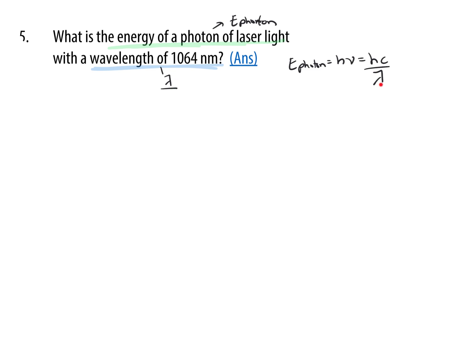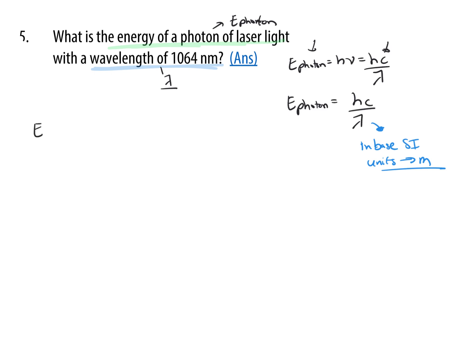Because we're given wavelength lambda, the easiest version of this equation to use is E photon is equal to hc over lambda. That will let us just use these constants, which you can look up, and the given wavelength to get the energy of a photon. Just like in the previous equation, though, we need to make sure this is going to be in base SI units. So we need to go to meters when we plug in there.